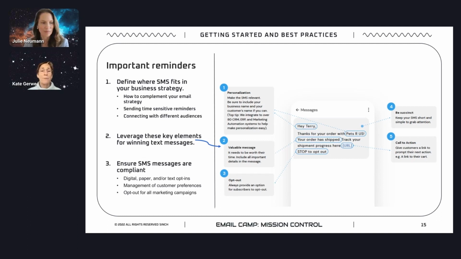And then finally, ensure that the messages are compliant. You do need to have opt-ins and be okay to send via mobile phone. I'll talk a little bit about that in the next slide. Manage customer preferences and ensure that you've got an opt-out for all marketing campaigns. And I know all of you are very much experts in that, so that's not lost on any of you.